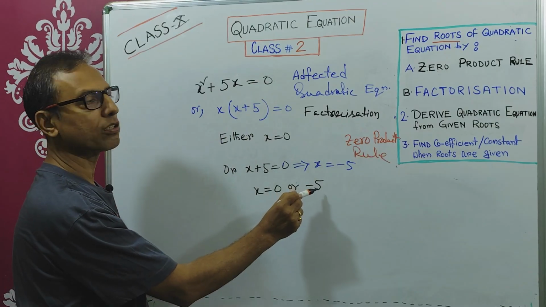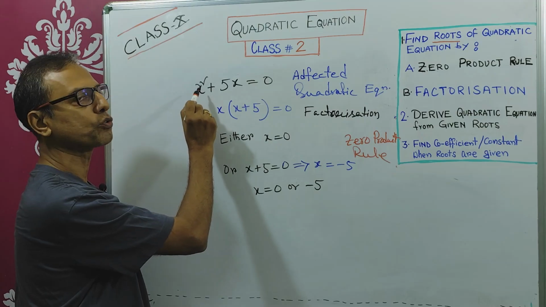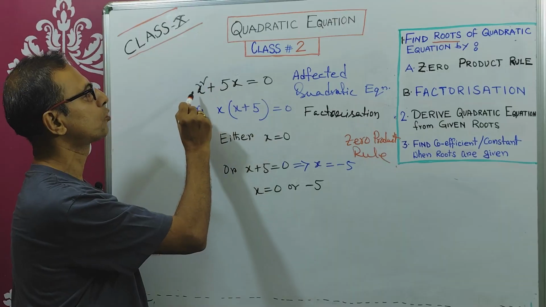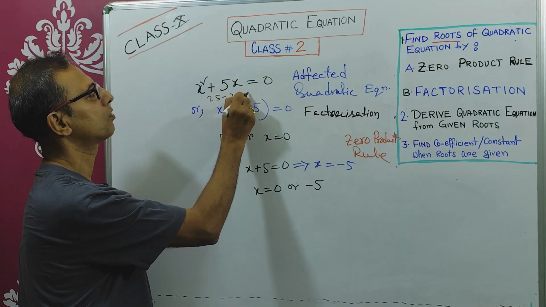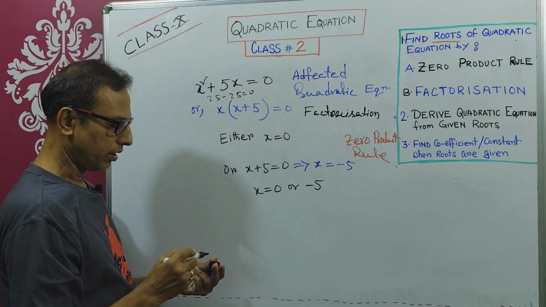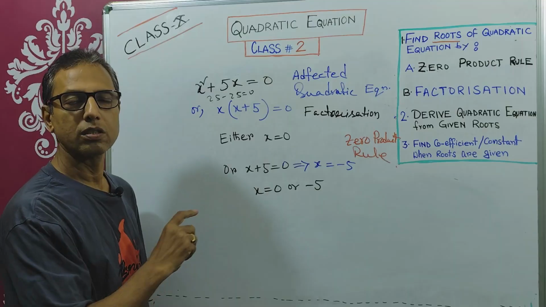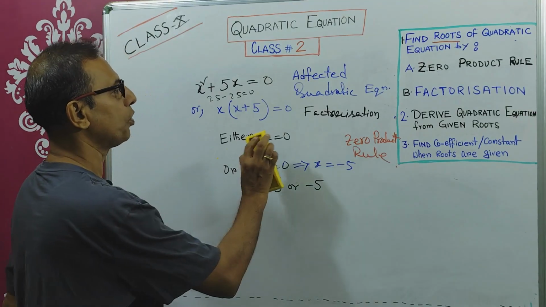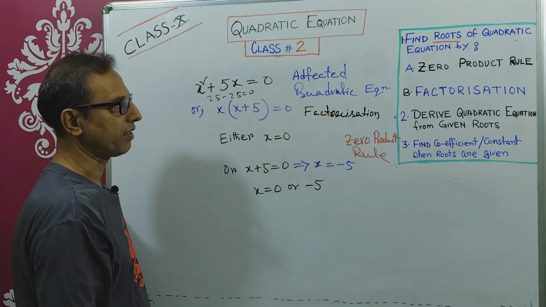Apply x equals to minus 5. So x square will be 25. Minus 5 square means 25. Plus 5 into minus 5, that means minus 25. So 25 minus 25 equals to 0. It satisfies the condition. That means these are the two roots. These are the right roots you have found. Okay, so you understand what the zero product rule is and what factorization is.